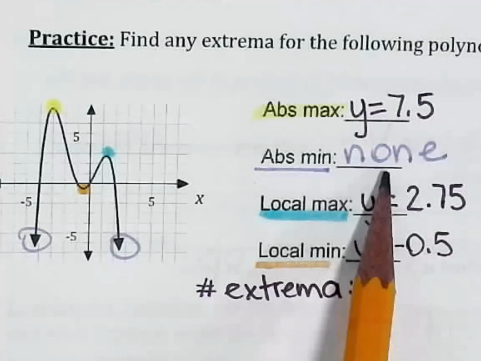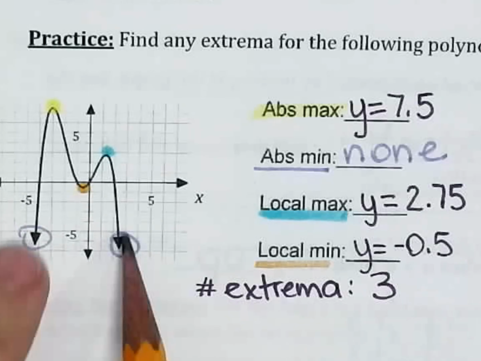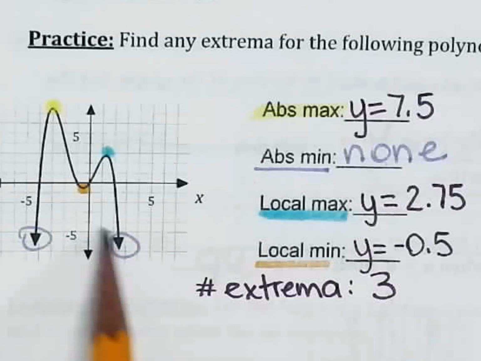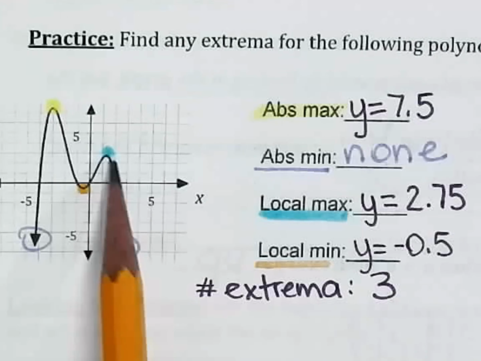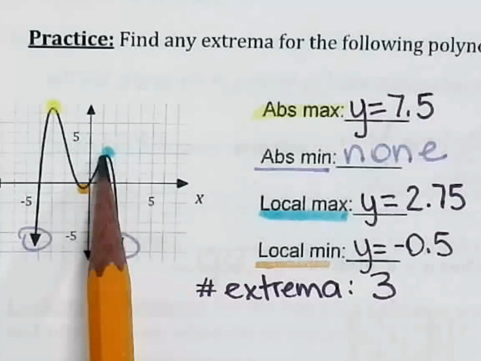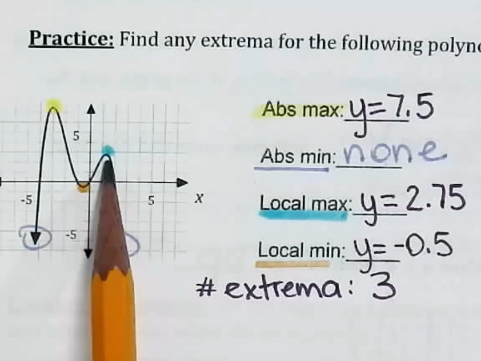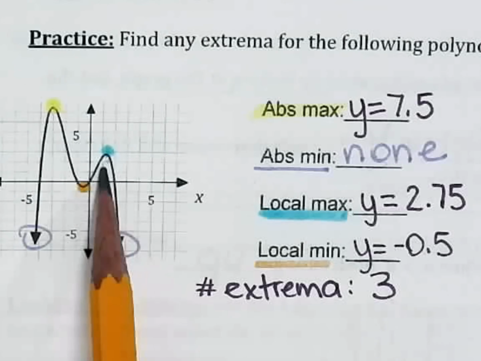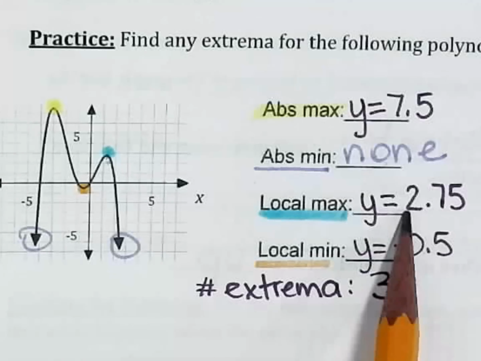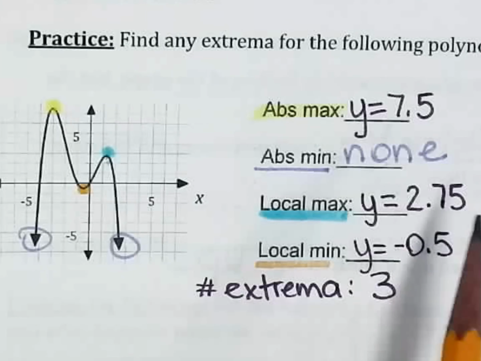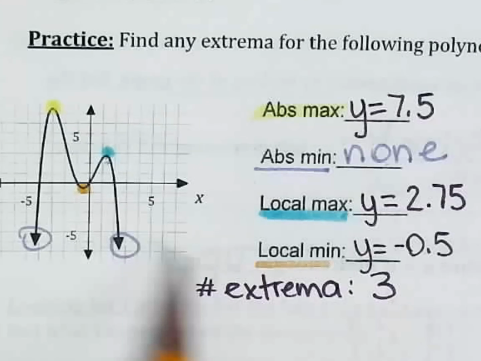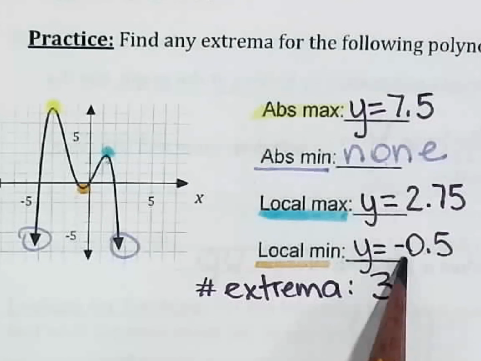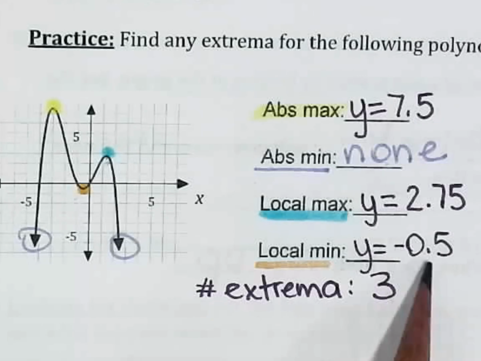The absolute minimum, we don't have it because it keeps on going forever. So there's none right there. The local maximum is the highest point, not the absolute maximum, but it's the max point right there. So the local maximum is that guy right there. It's a little below 3, so y equals 2.8, 2.75. That's close enough. Local minimum, that guy right there. So y equals negative 0.5.